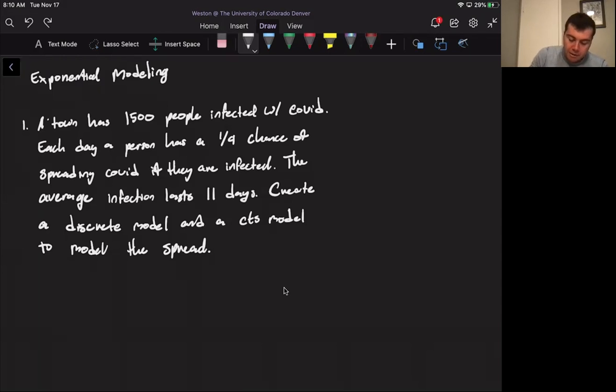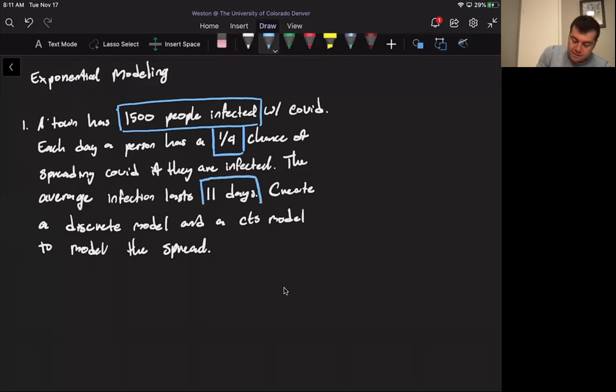All right, so we want to pick out a few key pieces of information. The first piece that's relevant to us is that we have 1,500 people infected to start with. The next piece is that there's a 1 in 9 chance of spreading COVID. And the third piece that's important is that there's 11 days that they're infected.